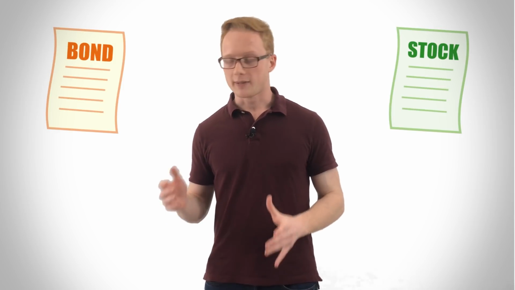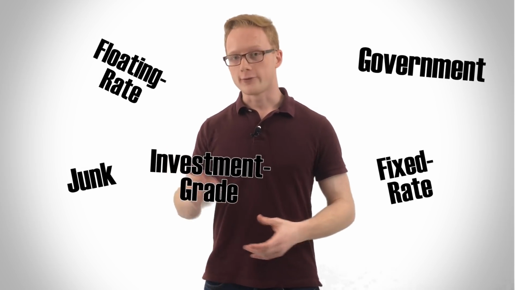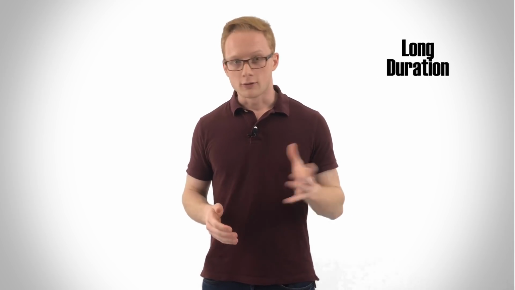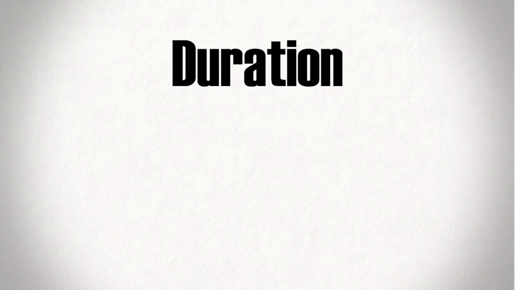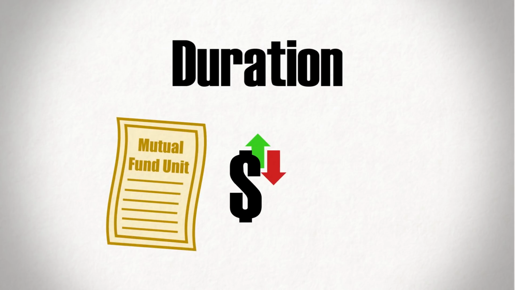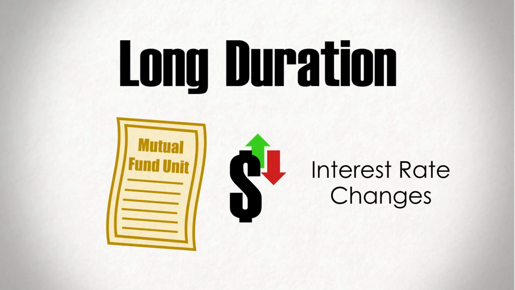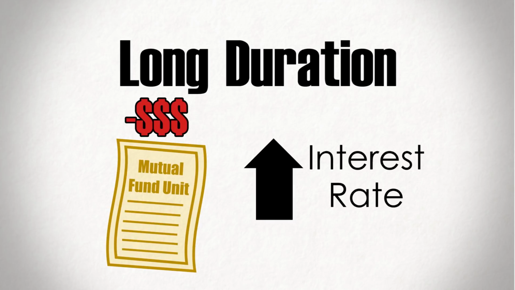Now, the styles we discussed are pretty unique to equity funds. Bond funds will often use their name to explain the types of bonds that they invest in, with words like government, junk, investment grade, fixed rate, and floating rate to describe the bonds that they hold. But sometimes you may see the words long or short duration in a bond fund's name. Duration simply represents a fund's sensitivity to interest rate changes. So a higher duration or a long duration fund would be more impacted by changing interest rates than a short duration fund.